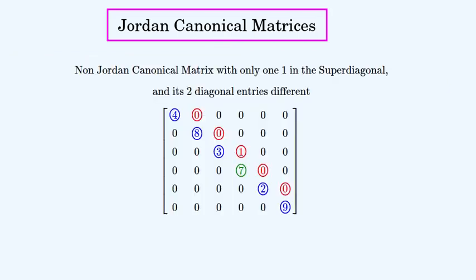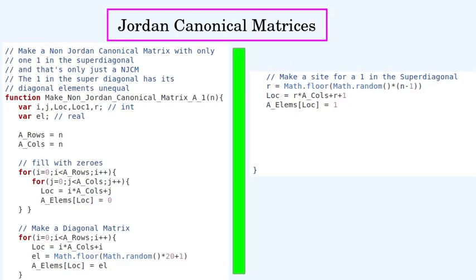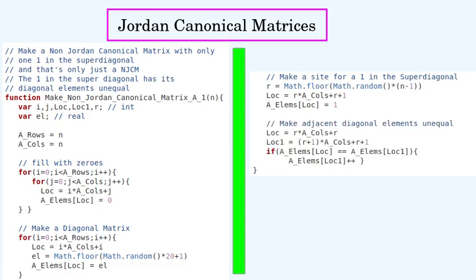Now to make a non-Jordan canonical matrix that should fail the test. The two diagonal entries next to the 1 in the superdiagonal aren't equal to each other. Now to make this function that can create a matrix that's only just not in Jordan canonical form, we'll create a diagonal matrix with a 1 in the superdiagonal. Then we'll make the two diagonal elements that should be equal to be unequal to each other. We'll do this by setting one of them to be 1 plus the other.